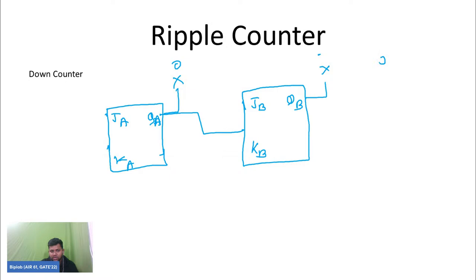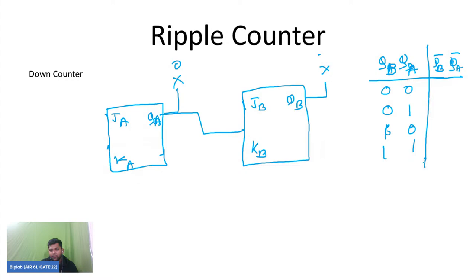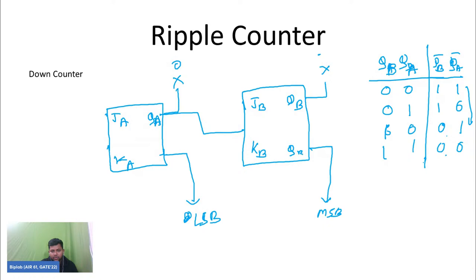Consider QB, then QA, and QB bar and QA bar. When QB and QA are 0 0, this was the counter before, 1 0 1 1, this was the counter before. After complementing, 1 1, 1 0, 0 1, 0 0, this is nothing but the down counter, 3 2 1 0. So take this as LSB and this as MSB, that is QB bar, QA bar. Don't take this one. This will be taken for the up counter and this will be taken for the down counter.